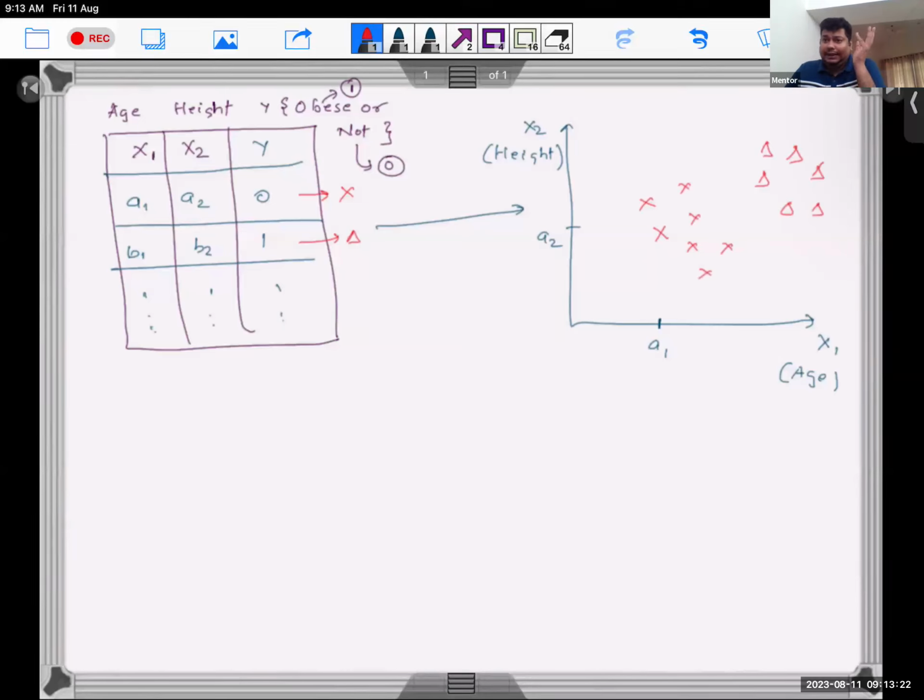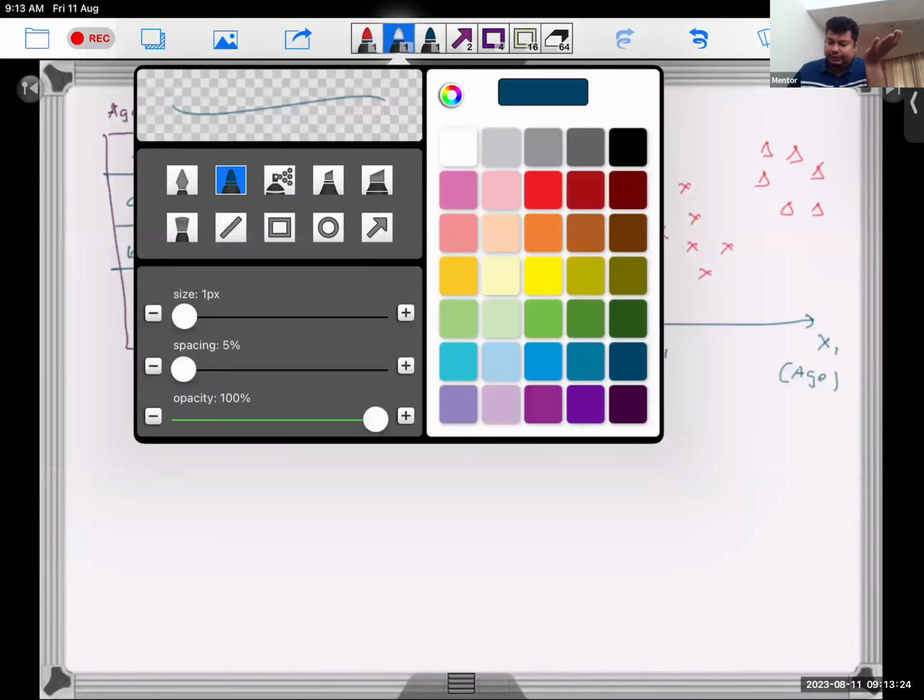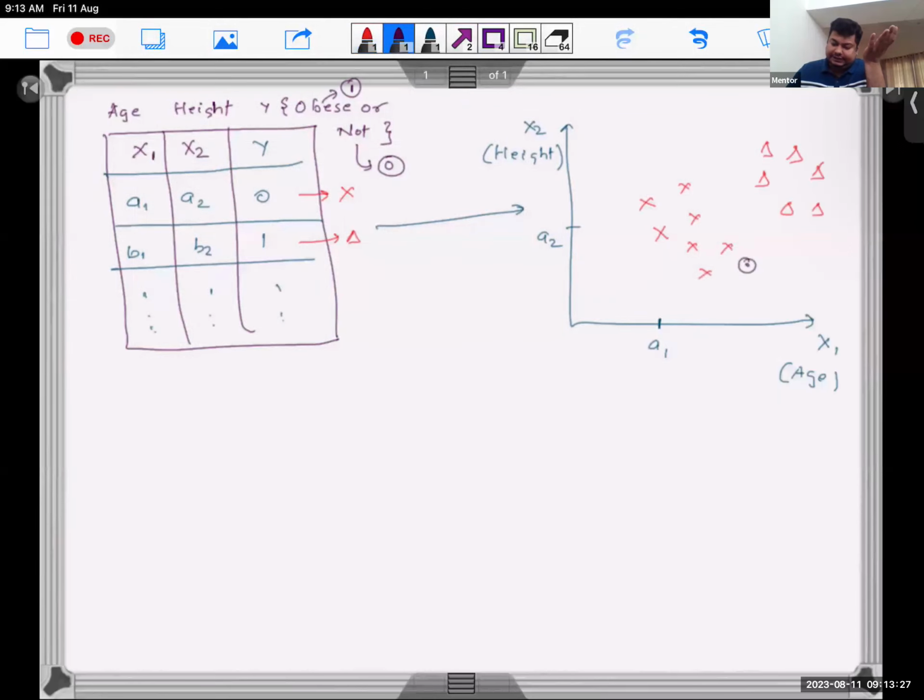Now, what k-nearest neighbor does is this. I give you this sample, let's say Z1, Z2. Can you see that I have not drawn any cross or triangle here? I have not drawn it because I want to determine what it is. Is it a cross or a triangle? Is the person obese or not? Just by looking at it visually, what can you say about it? Not obese, right?